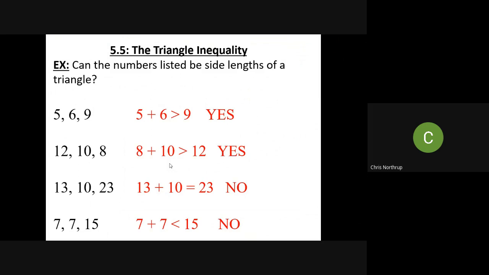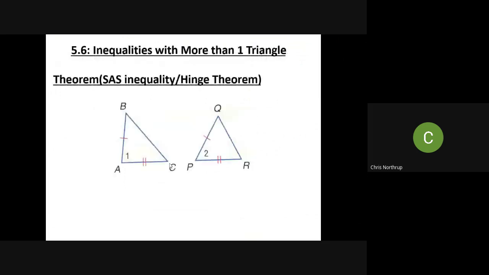The next part of this video, we're going to take a look at comparing two different triangles. So this is a little different than what we've seen before. The first thing is called the side angle side inequality. Some people call this the hinge theorem. So suppose you have these two triangles where you know that two pairs of sides are congruent and you know what the measures of the angles are.